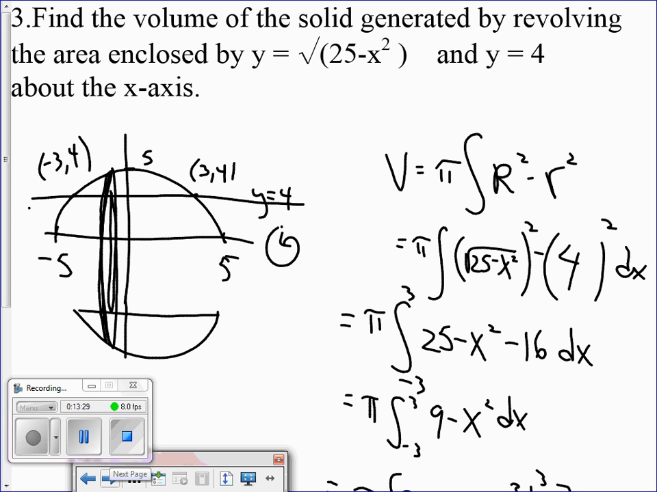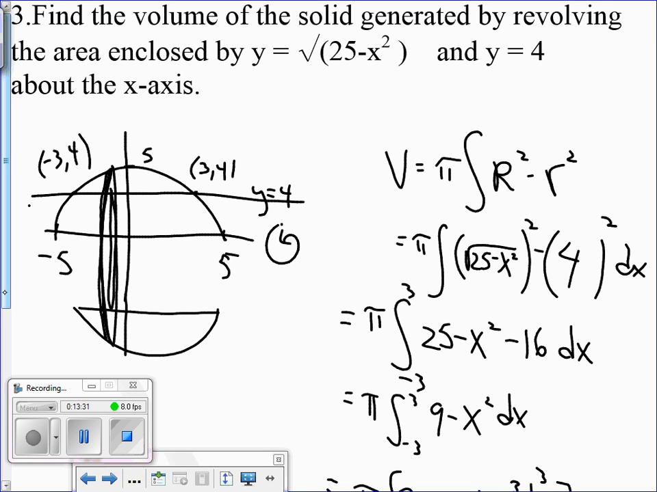I don't know which ones we did in class. This was, you had a part of a circle and a line. You're rotating this about the x-axis. So you want to see if you got the big R, the distance from the axis of rotation to the outer function, which was y on the circle graph. That was the square root of 25 minus x squared. And little r is 4. You want to check that your radii are good. Your limits of integration for this one should have been -3 to 3.